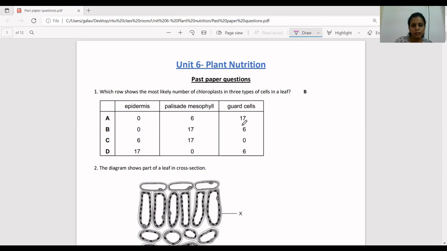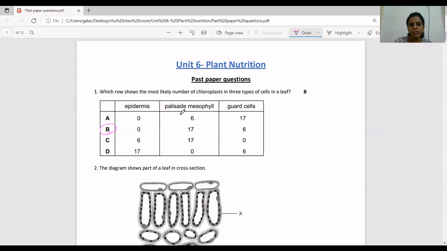B, it's 0, 17 and 6. C, 6, 17, 0. And D is 17, 0 and 6. So the correct answer for this question is option B. Why? Because you have studied in previous classes that the upper and lower epidermis of leaves are transparent. These cells don't have chloroplast. And the reason for being transparent and chloroplast being absent is that the process of photosynthesis mainly takes place in mesophyll cells.